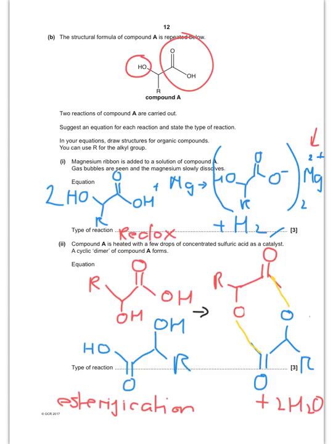And that is your cyclic dimer. And you obviously also make 2 water molecules as well, and it's an esterification reaction. So basically, that alcohol reacts with that acid, and that acid reacts with that alcohol, like so.